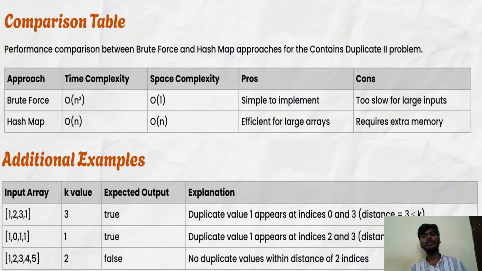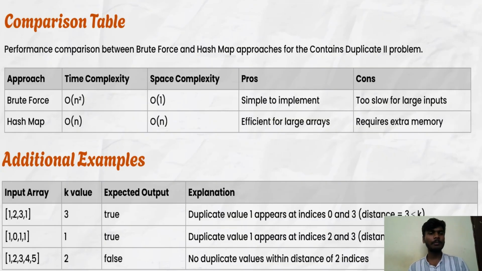From this comparison table, we can clearly see that the brute force approach is simple but inefficient when we give a large amount of input. It iterates with two nested for loops, so the time complexity is O of n square. Compared to this, in the optimal approach we used only one for loop. The time complexity is O of n, and the space complexity is O of n.